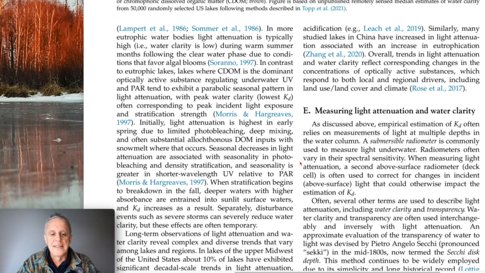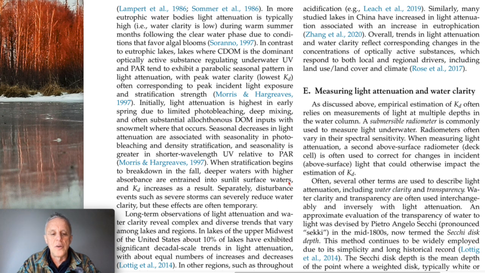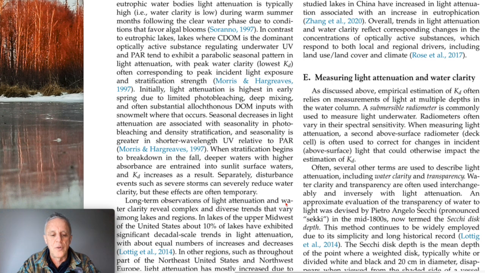Seasonal decreases in light attenuation are associated with seasonality in photobleaching and density stratification, and seasonality is greater in shorter wavelength UV relative to PAR. When stratification begins to break down in the fall, deeper water with higher absorbance is entrained into sunlit surface water, and KD increases as a result. Separately, disturbance events such as severe storms can severely reduce water clarity, but these effects are often temporary.